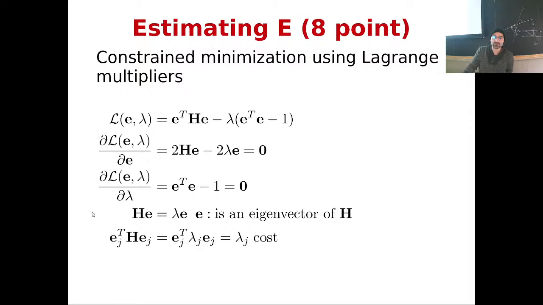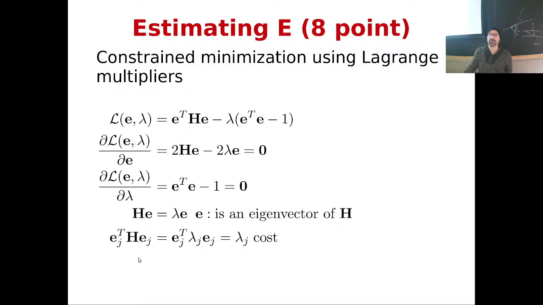So this is a system of equations that we want to solve. Let's look really well at this system of equations. We have 2Hv minus 2 lambda v. Does it recall you something?